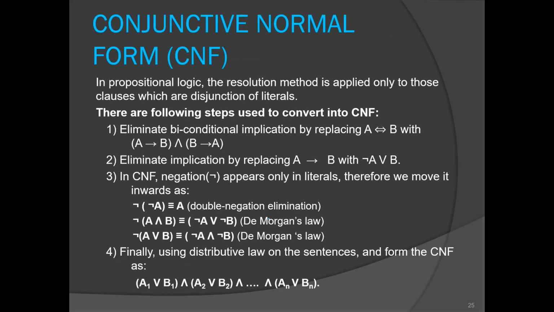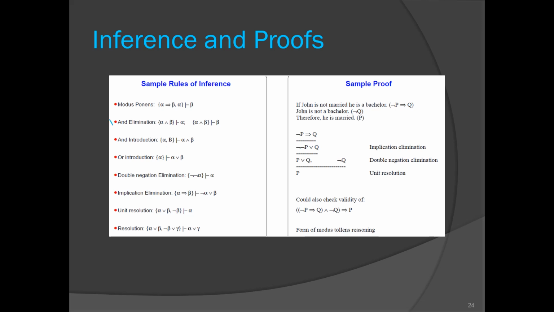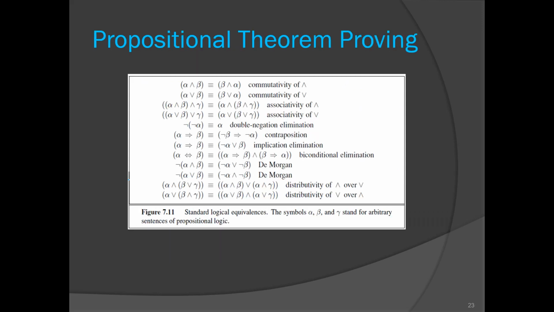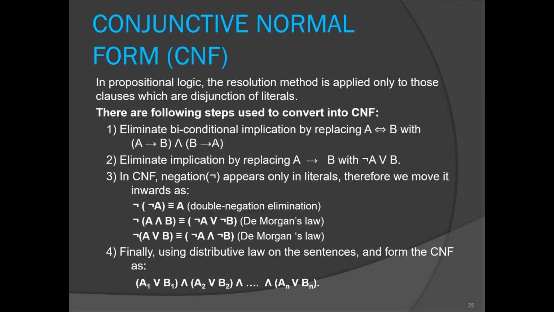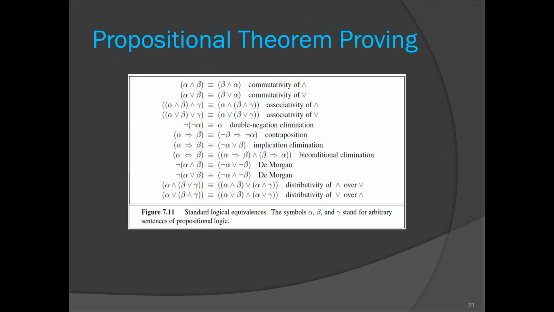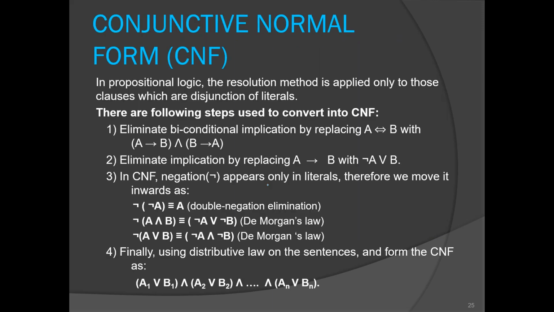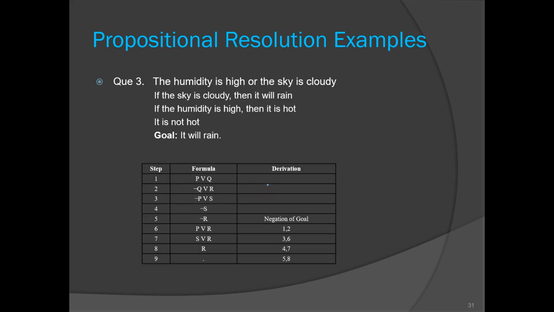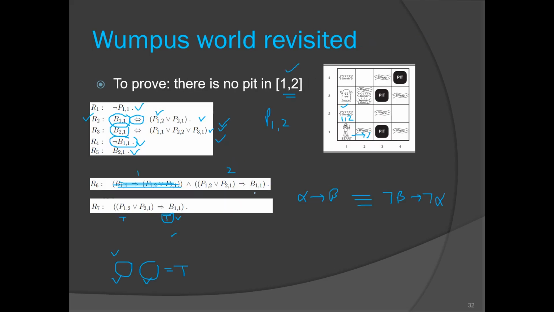We have discussed all these rules in yesterday's class. If you see AND elimination, if you have two terms, you can eliminate one term. And then we have seen double negation, implication elimination rule, and contrapositive is here. Contrapositive: alpha implies beta is equivalent to negation of beta implies negation of alpha. So this is how our agent will infer new things.